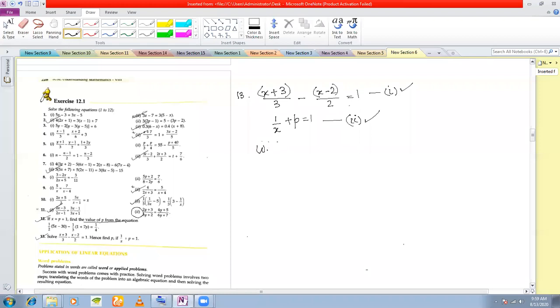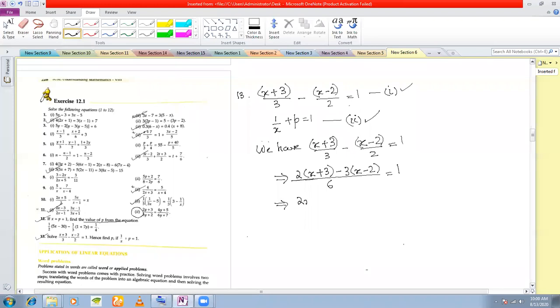We have (x + 3)/3 − (x − 2)/2 = 1. Take the LCM, insert brackets. The LCM of 3 and 2 is 6. 6 divided by 3 is 2, so we multiply 2 with (x + 3). 6 divided by 2 is 3, so we multiply 3 with (x − 2), and the right side is 1.